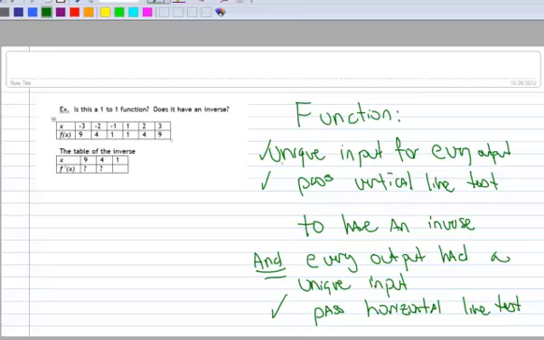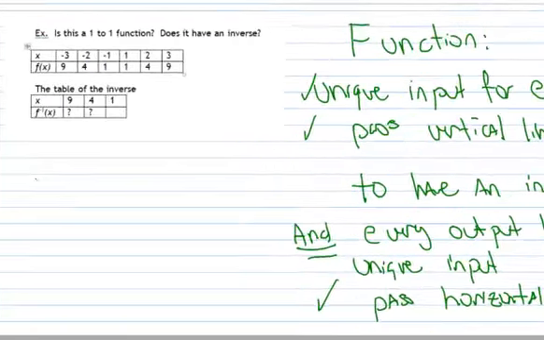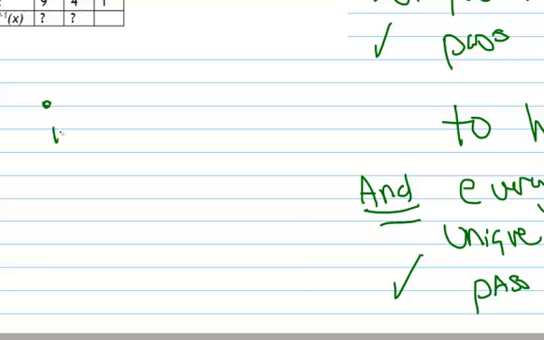So the definition of a unique input for every output, and every output had a unique input, means this is a one-to-one function. That's what we call it, one-to-one. So one input, one output, and one output, one input. Let's look at the data table a minute.